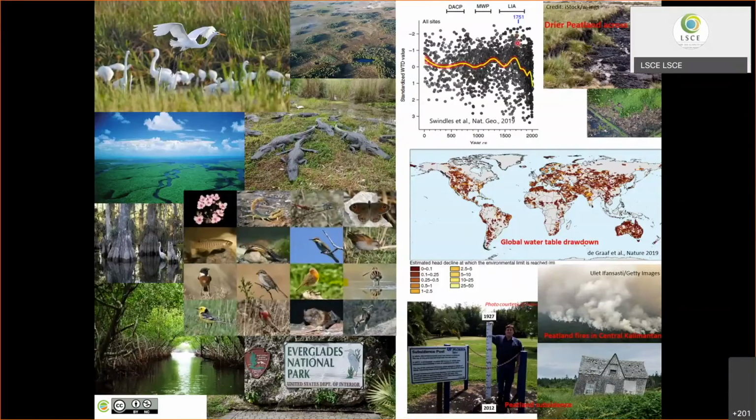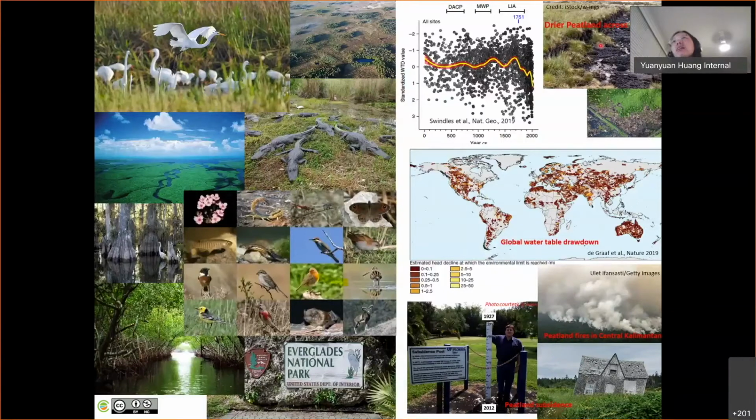That sounds good. So basically, here is the year 1751. As you can see, from the starting of the industrialization, the average water table depth across European peatland keeps on dropping. So in general, European peatlands are drier now than they were before.